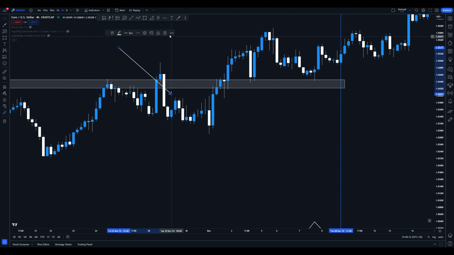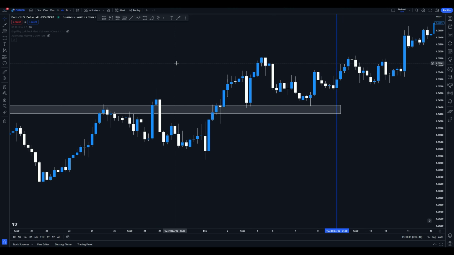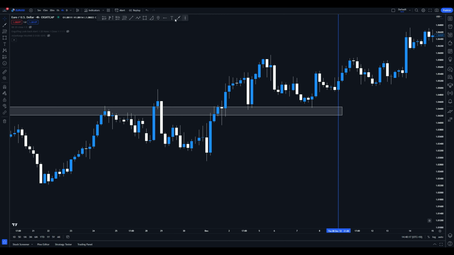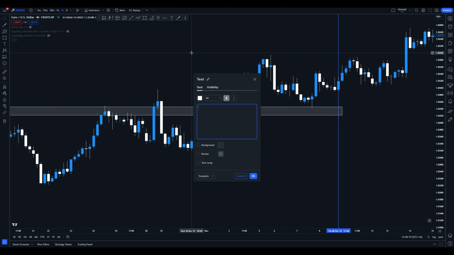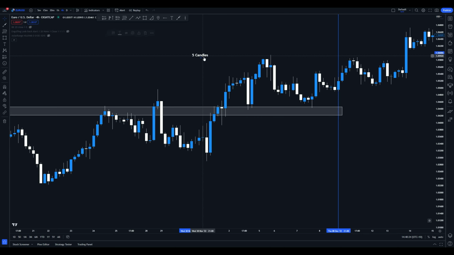So the way I avoid that is I have a 5 candle rule. So a trade must have 5 candles outside of the range.